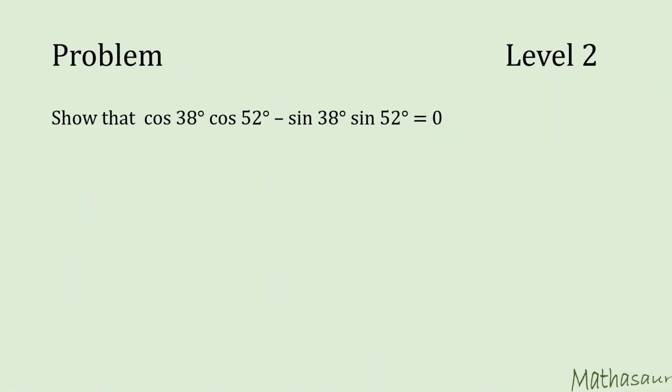Let us look at another problem. Show that cos 38 times cos 52 minus sin 38 times sin 52 equals 0. Once again, we do not know the values of the trigonometric ratios for the angles 38 degrees and 52 degrees. So let us look at the next best thing to do. Add up 38 degrees and 52 degrees. The sum comes out as 90 degrees, so they form a pair of complementary angles.